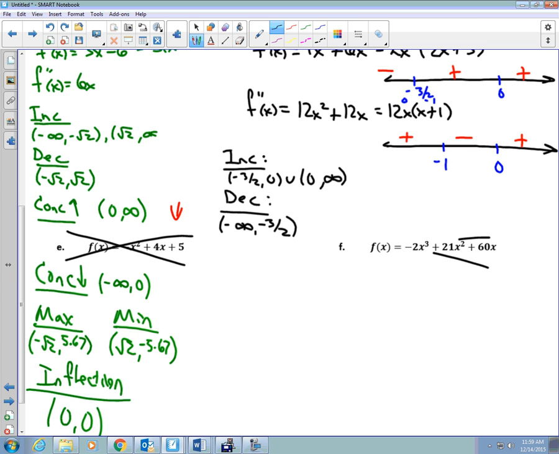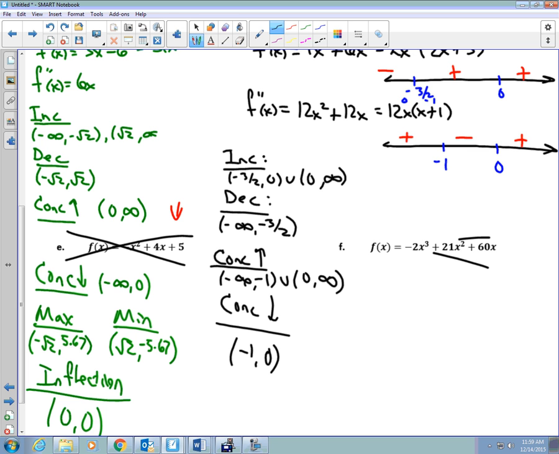So we have concave up. We have concave down. Where is it concave up? Good. Negative infinity and negative 1 union with 0 to infinity. And it's concave down from negative 1 to 0. Max and min.